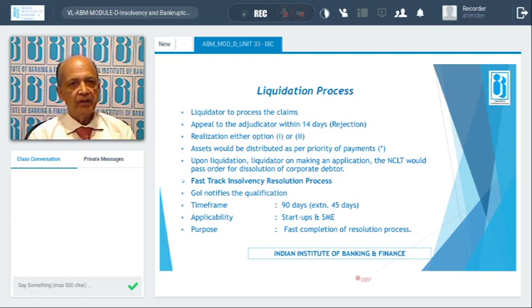Upon liquidation, on the liquidator's application, the NCLT will pass an order for dissolution of the corporate debtor. Once the liquidation process is over, it will be referred to NCLT, and NCLT will pass an order for dissolution of the corporate debtor. We have seen the resolution process, and the second stage is the liquidation process: when it can be taken up and what the procedure is. Now comes, as I told you, the fast track insolvency process, where the government notifies the qualification, with a shorter time frame as against the earlier one.